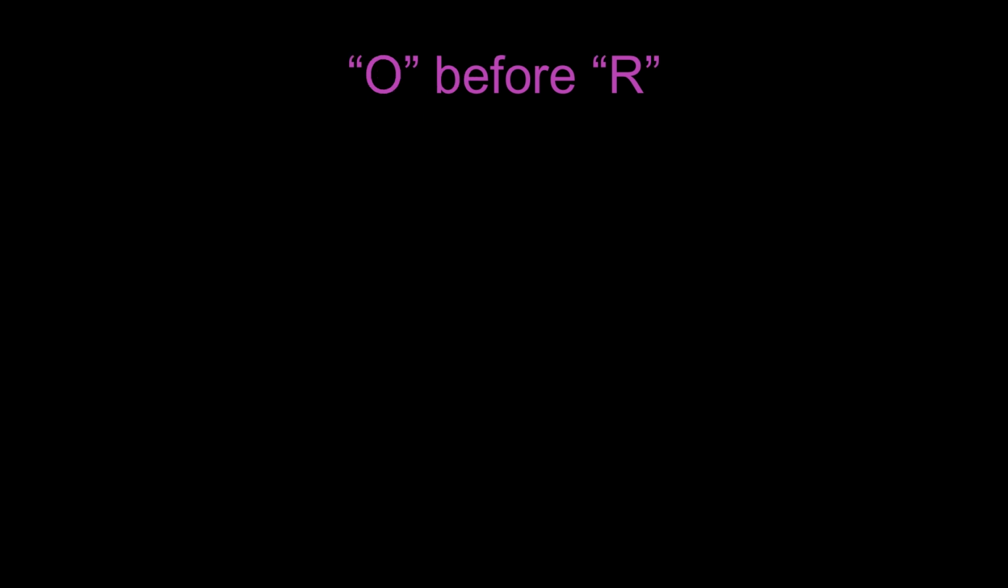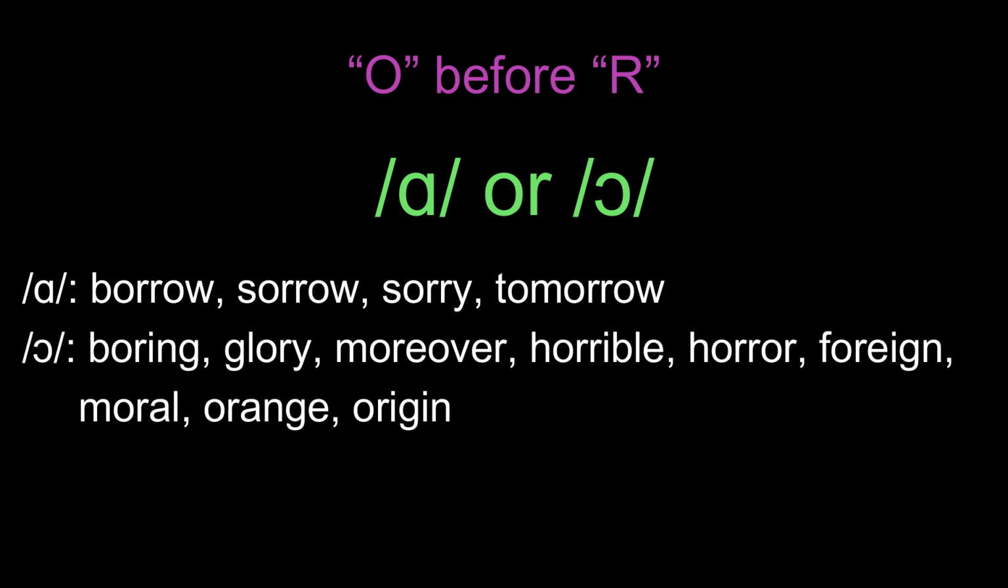O before R. When the stressed vowel letter O comes before R and another vowel follows after R, O can be pronounced as one of the following: ah or o. Ah: borrow, sorrow, sorry, tomorrow. O: boring, glory, moreover, horrible, horror, foreign, moral, orange, origin.